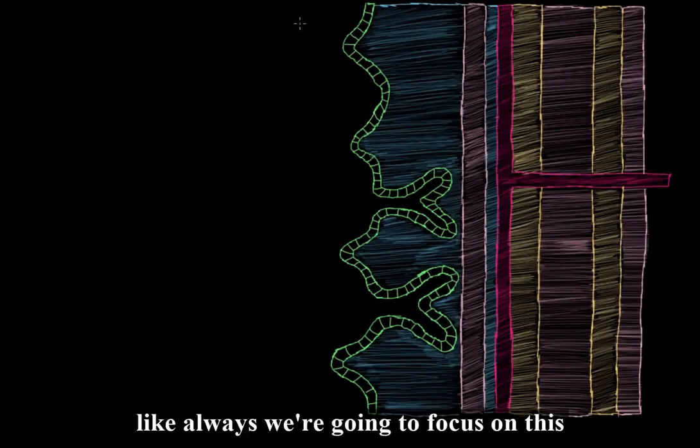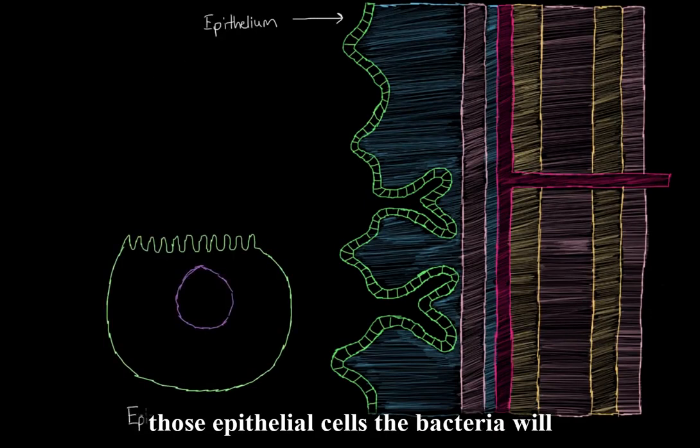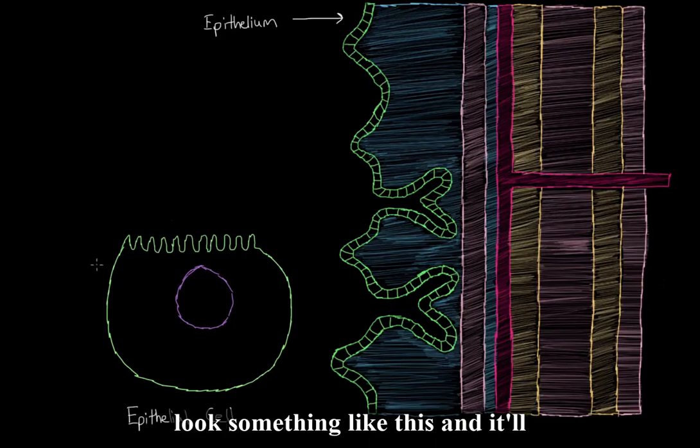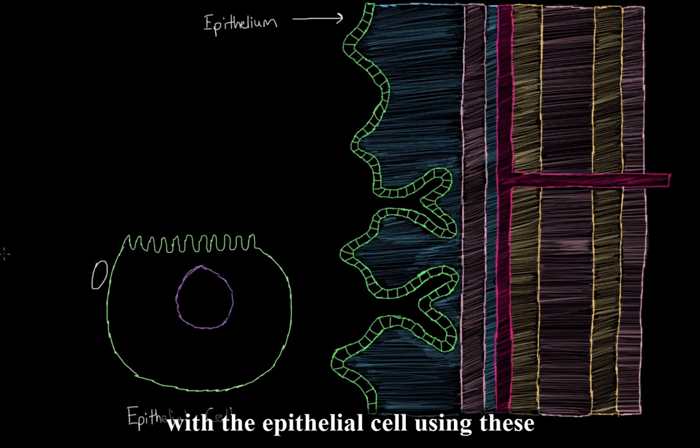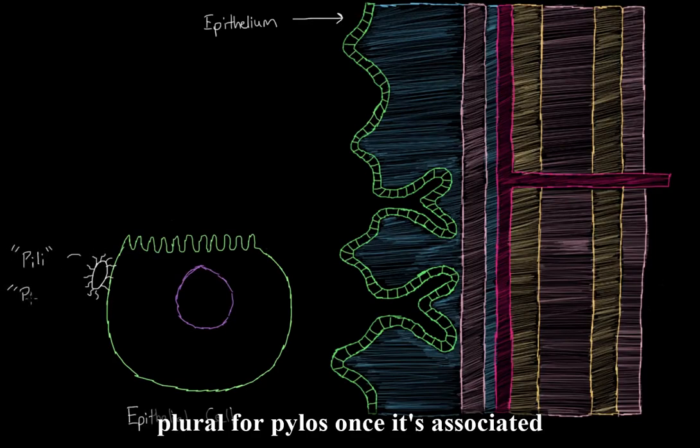So like always, we're going to focus on this green layer over here known as the epithelium, and we'll focus on one of those epithelial cells. The bacteria will look something like this, and it'll actually try to physically associate with the epithelial cell using these structures known as pili, which is just plural for pilus.